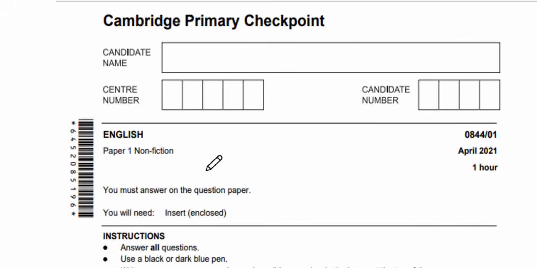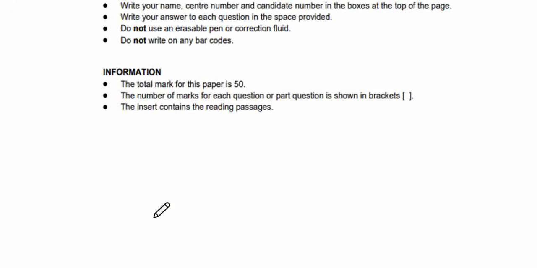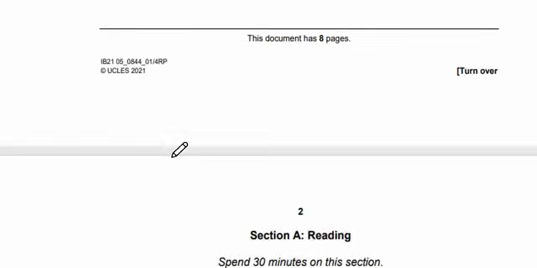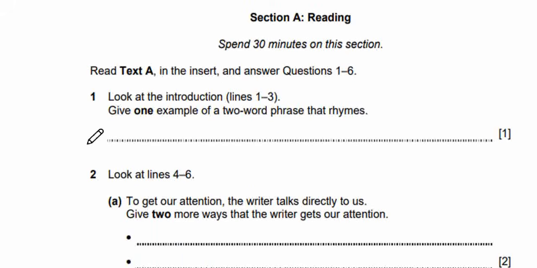First, we'll scroll all over the questions, so you may take a screenshot and pause this video for a while for practice. Then after that, you can see the discussion together. The total mark is 50, and this is Section A, reading. Spend 30 minutes on this section. Read Text A in this insert and answer questions 1 to 6. If you would like to screenshot, please do so.